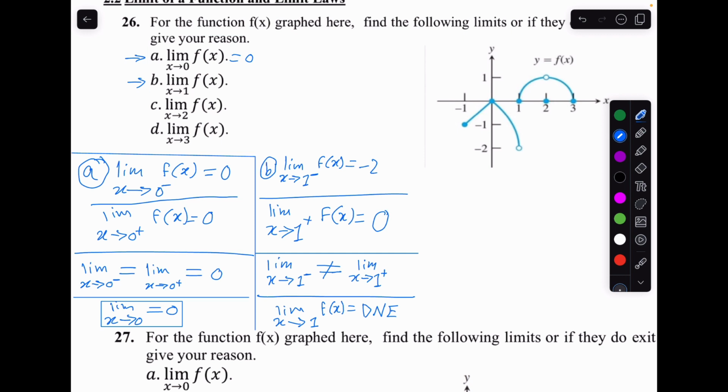We have a rule: if the limit from the left is not equal to the limit from the right, then the limit does not exist.